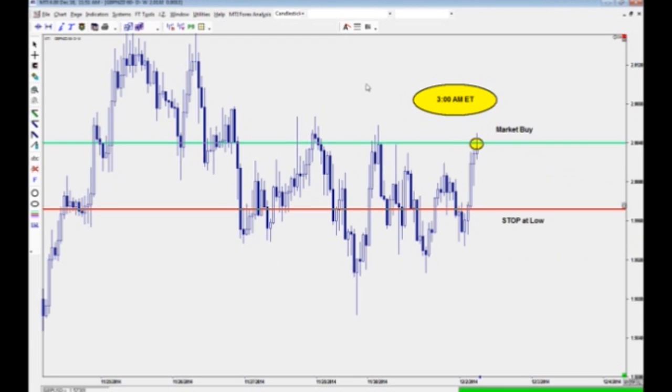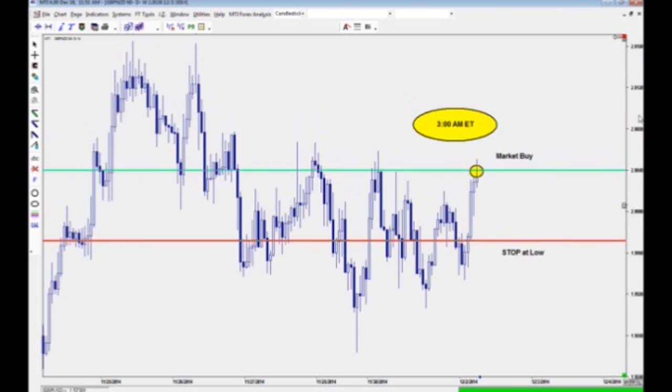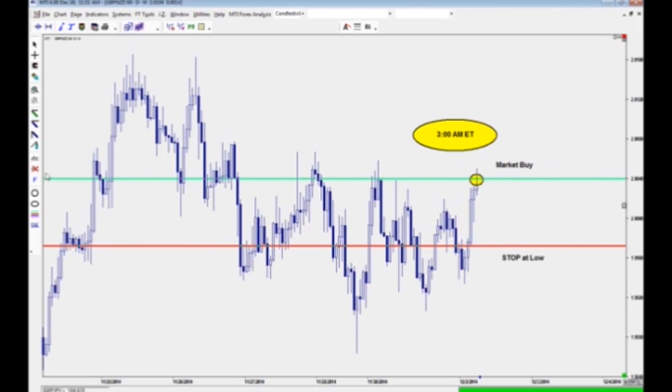We're going to advance. Now, one thing I want you to notice here, a lot of you are probably wondering, well, Mike, what's our goal? Well, let me show you how we identify that. The first thing we want to do is measure our risk. If we measure from our market buy to our stop, how many pips do you see? Okay, you see 67 pips.